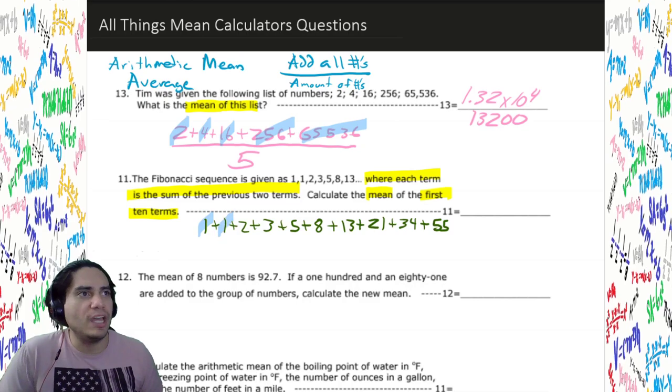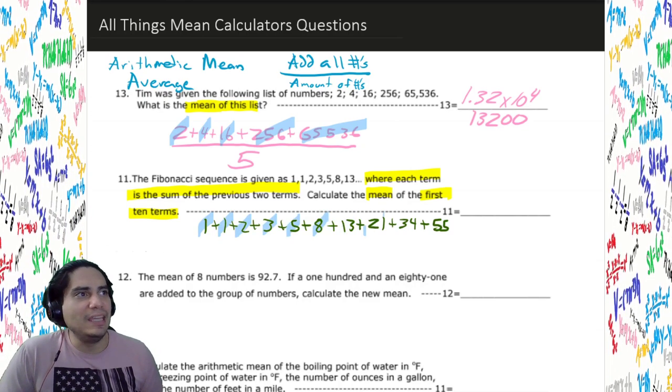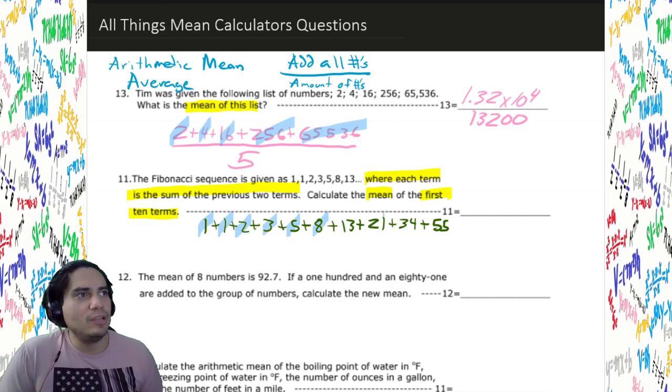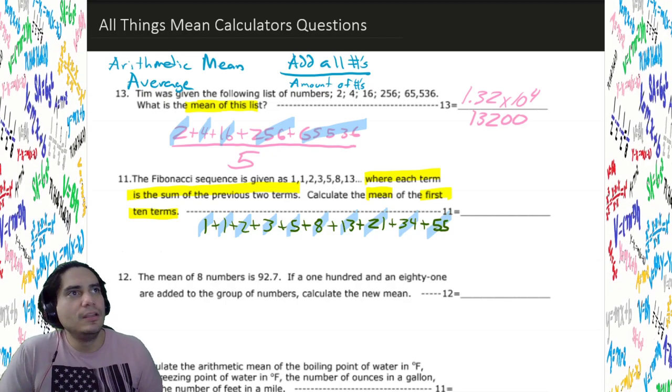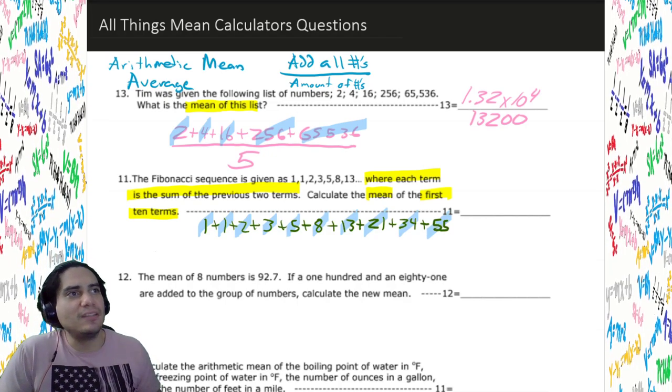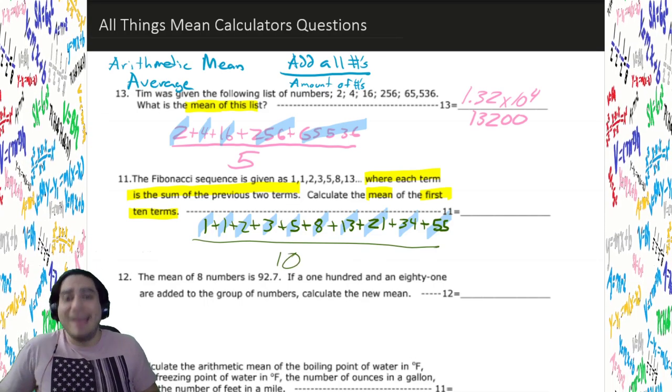We got 1, we got 2, 3, 4, 5, 6, 7, 8. Uh-oh. And let me go ahead and delete that. 8, 9, and 10. So let's go ahead and now get this answer. We're going to divide all this by what? By 10. And that's how we do this problem.